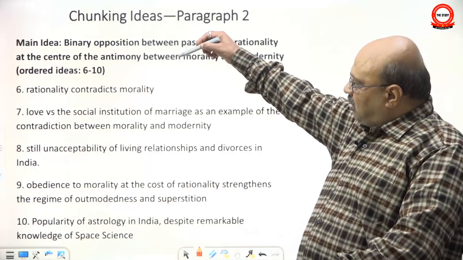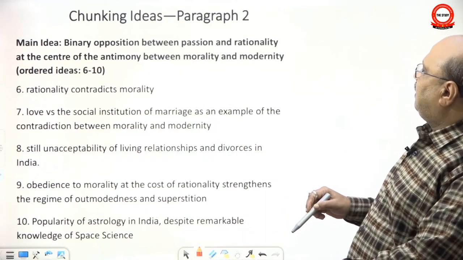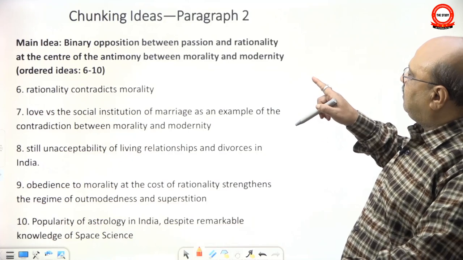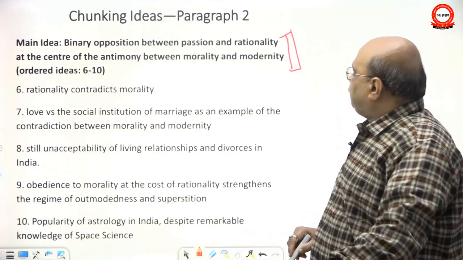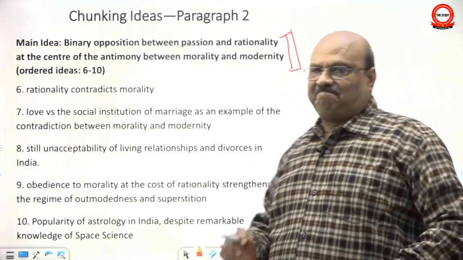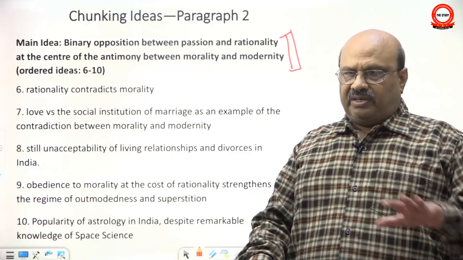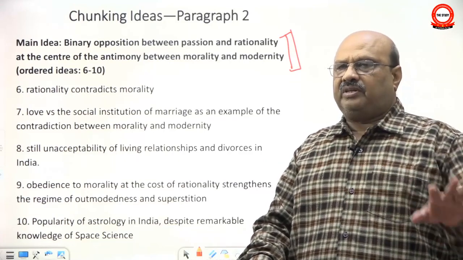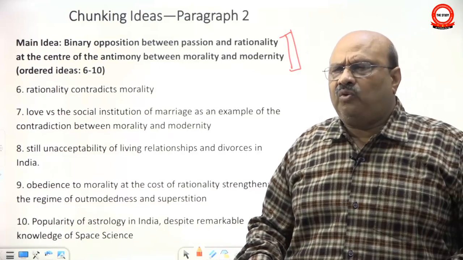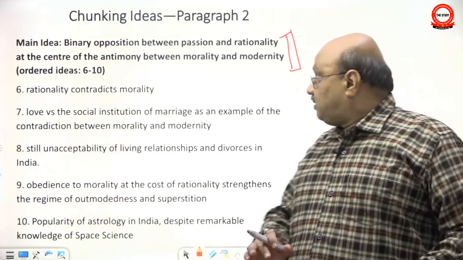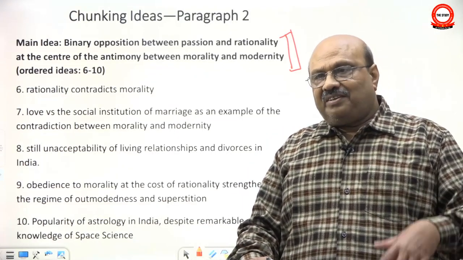So, this another set of five ideas, that is ideas from number 6 to number 10, are being verbalized by me in order to prove this main idea. This is the main idea of paragraph 2. Binary opposition between passion and rationality at the center of the antinomy between morality and modernity. So there is a clear-cut antithesis or antonymous relationship between modernity and morality. And what is at the center of this antinomy? The center of this antinomy is the polarity or the polarization between passion and rationality.